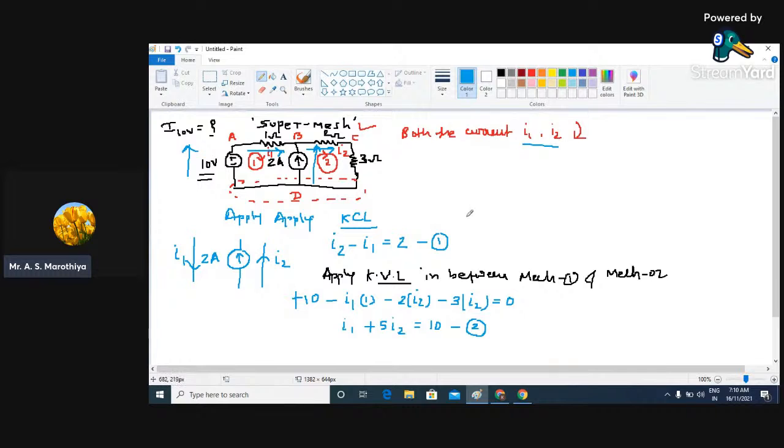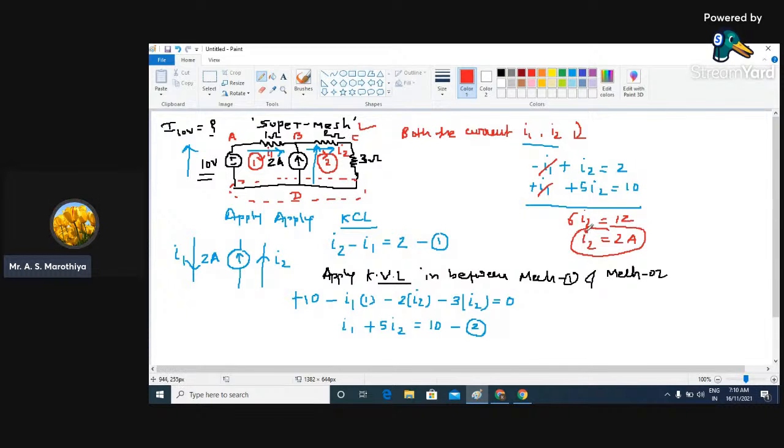And then we need to solve equations 1 and 2. Equation 1 is minus I1 plus I2 equal to 2, and equation 2 is plus I1 plus 5I2 equal to 10. If you solve this, the I1 terms get cancelled out, and here we can write 5 plus 1, which is 6. So 6I2 is going to be equal to 10 plus 2, that is 12, and the value of I2 is going to be 2 ampere.